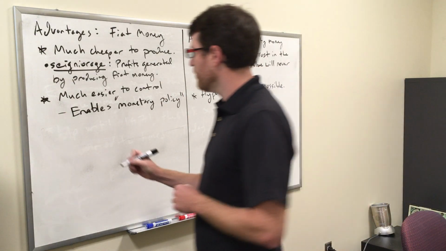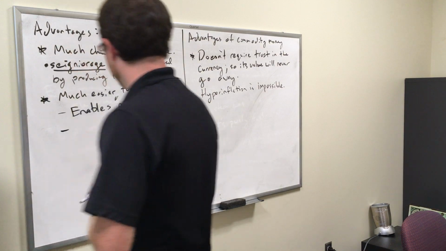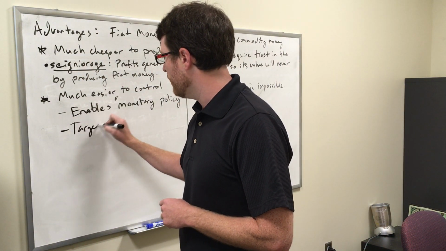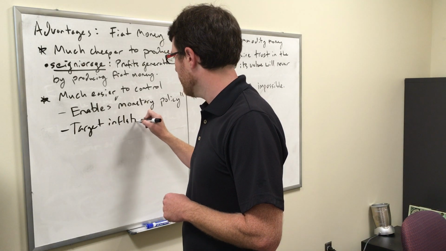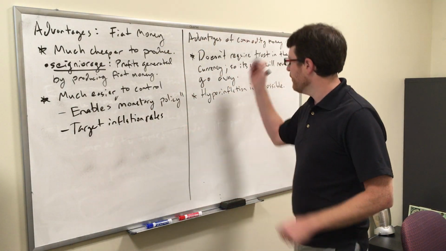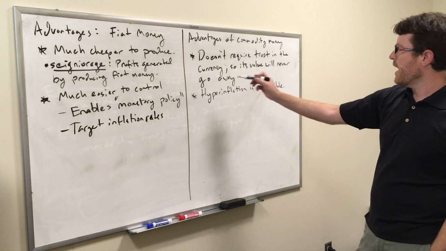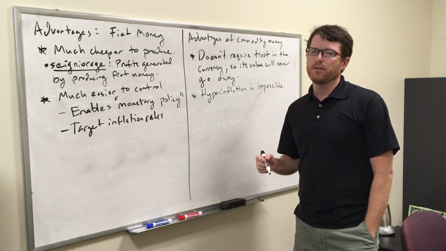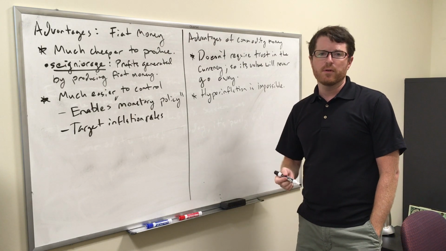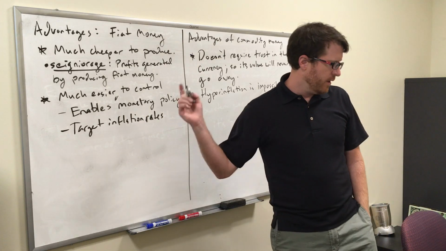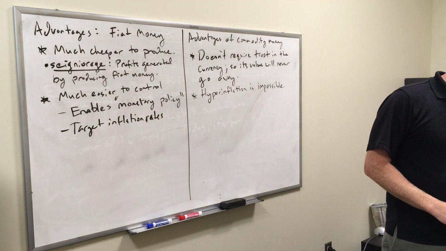Okay? And I'm just going to add to this, this allows us to target inflation rates. All right? One advantage of commodity money is you're not going to have any hyperinflation, but a big disadvantage is you could have deflation. Certainly the value of gold could go up, which would be deflation. If you're controlling the money supply, that shouldn't happen with fiat money.